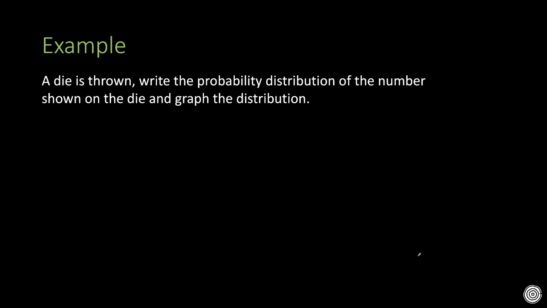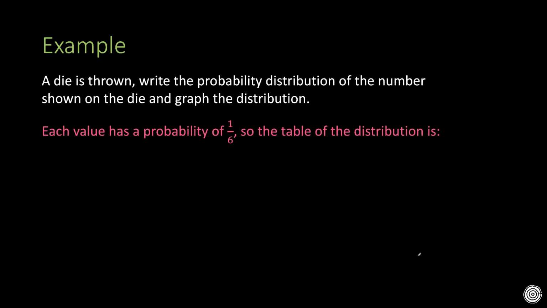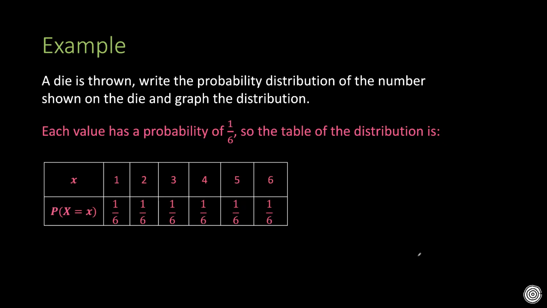So a die is thrown. Write the probability distribution of the number shown on the die and graph the distribution. So each value has a probability of 1 out of 6. So the table of distribution is super simple. Okay, we've got X, then I've got my probability function. My outcomes are 1, 2, 3, 4, 5, 6 over here. That's what my values are in this example.